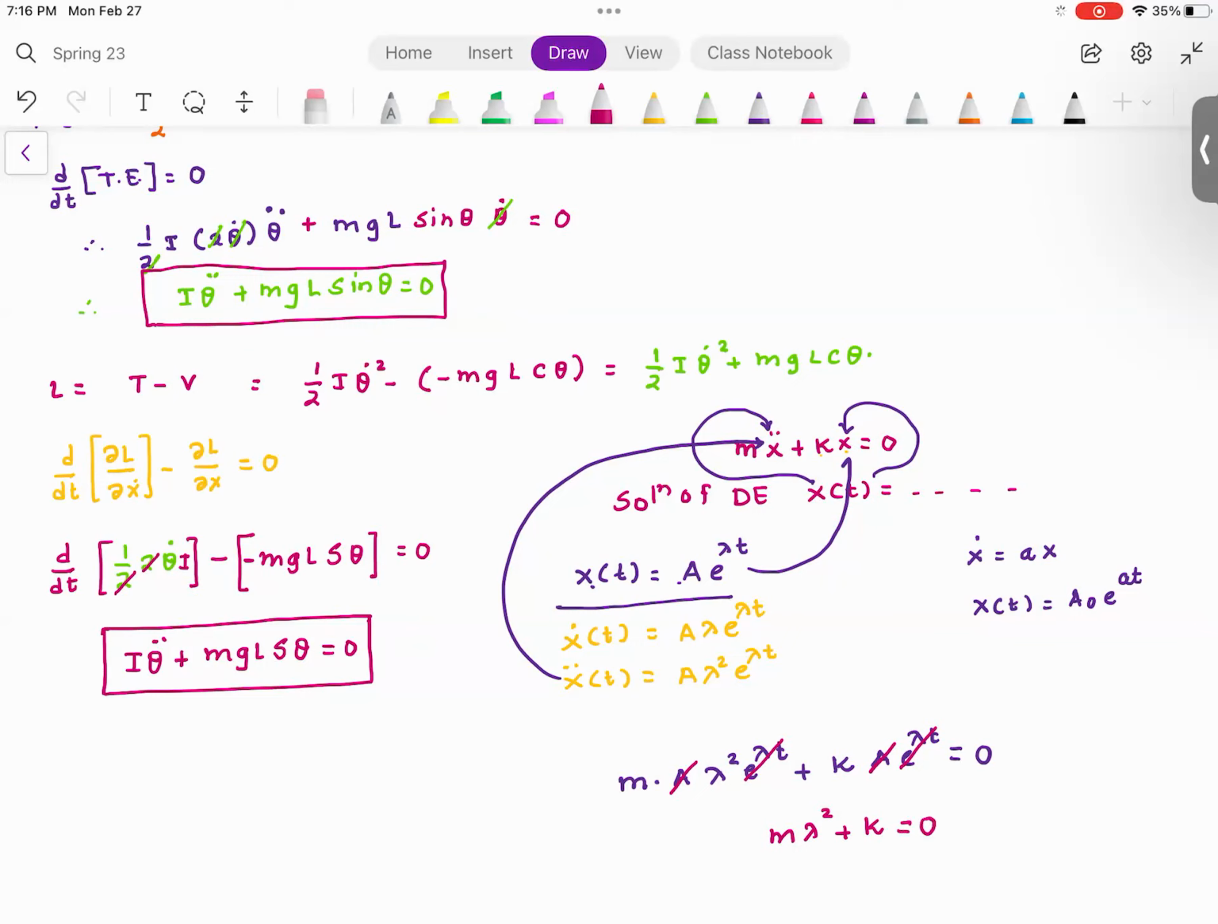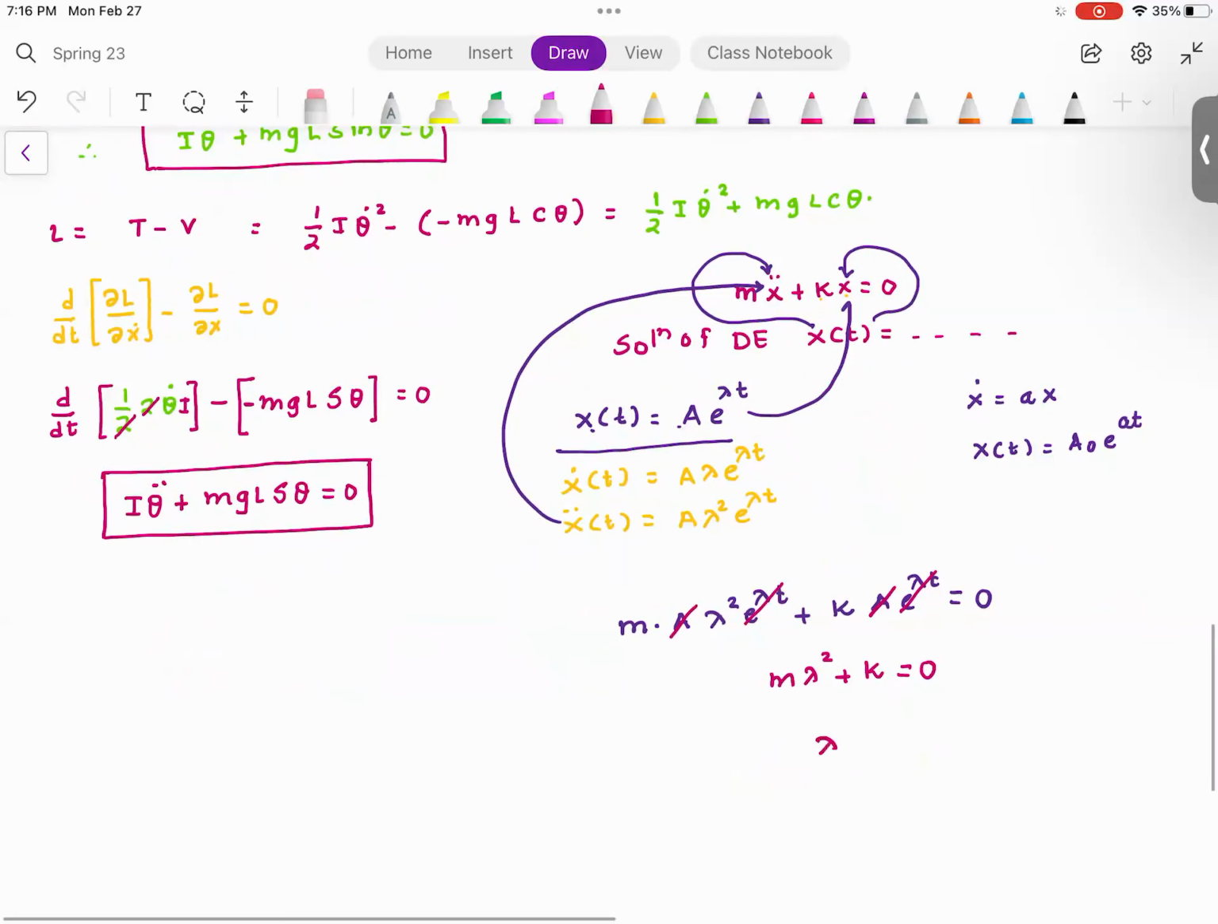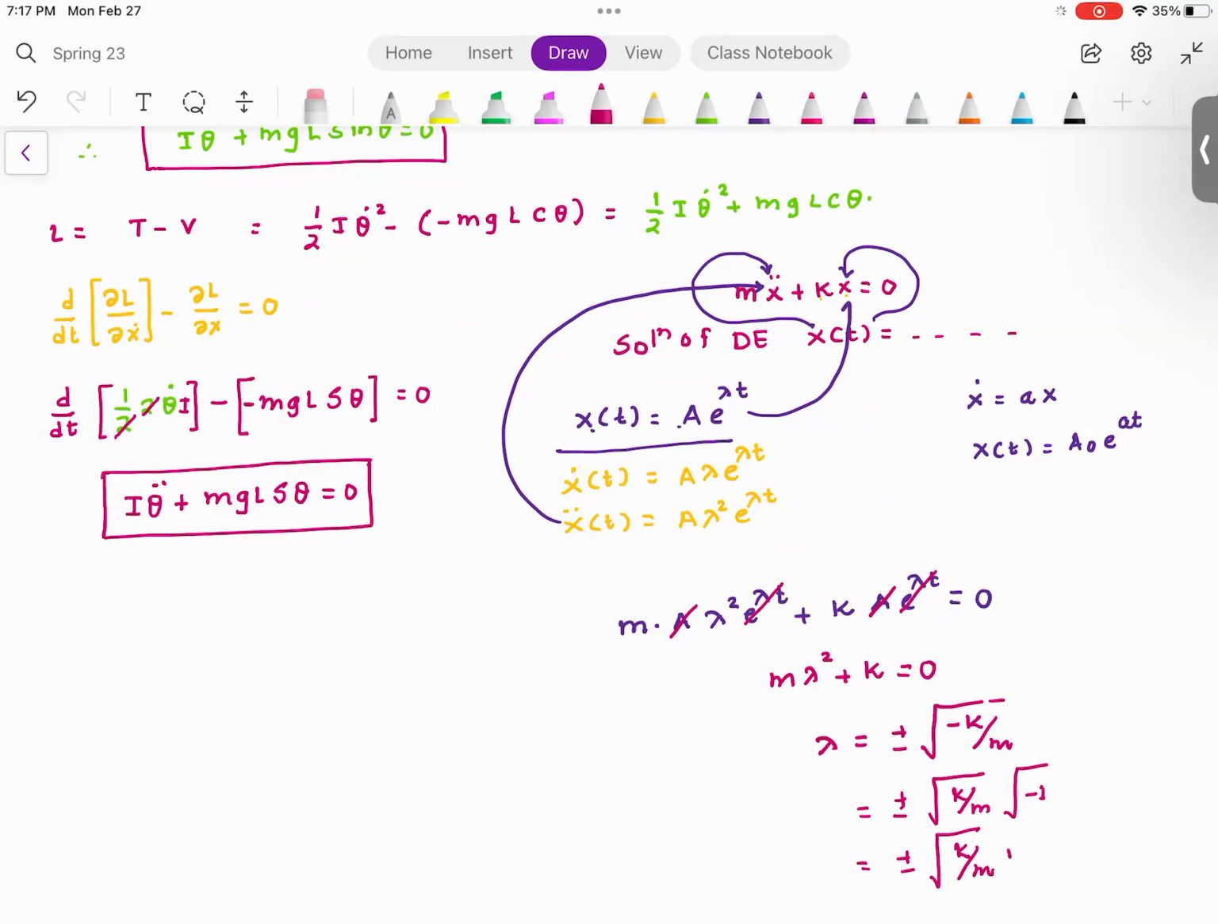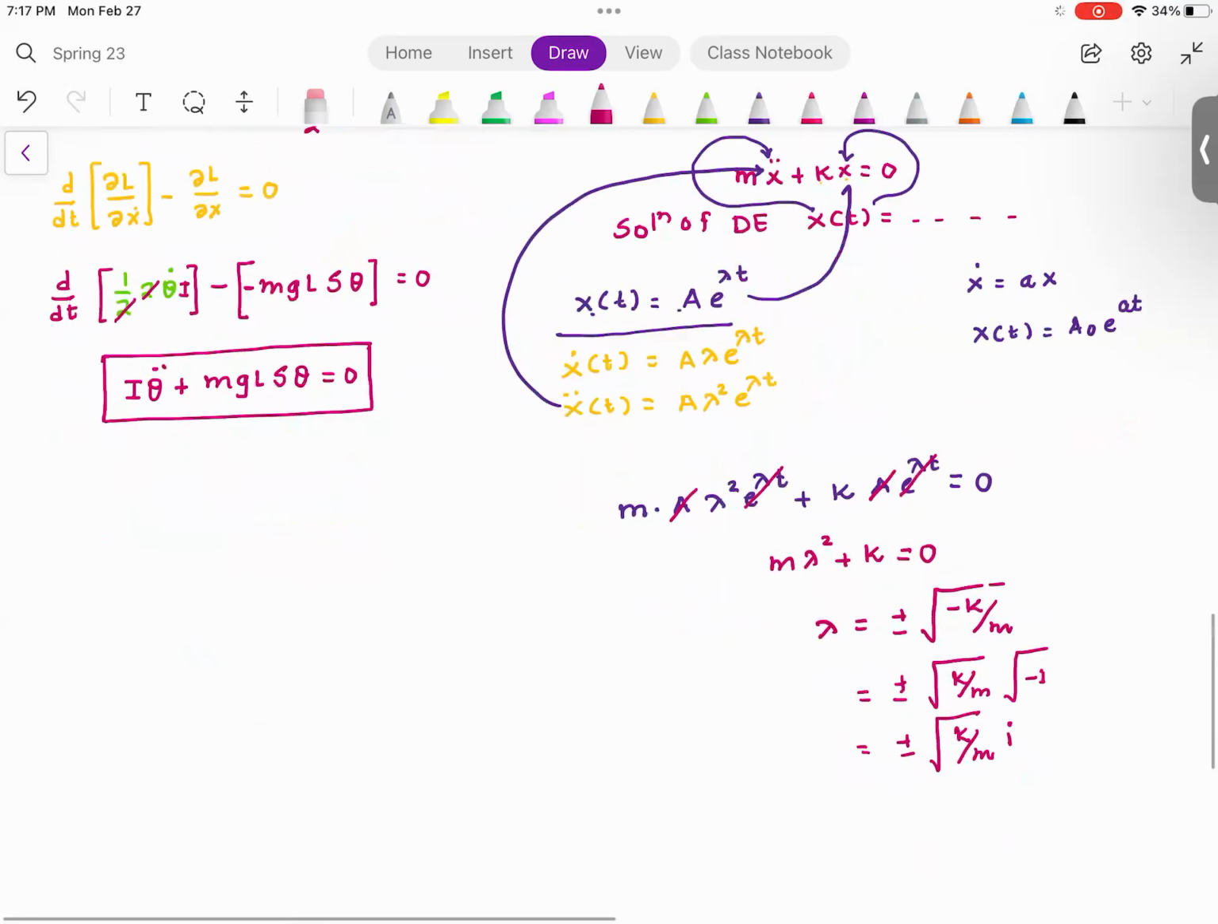And lambda can be found out as lambda is equal to plus minus square root of minus k by m. You agree with me? Which means this is going to be plus minus. Remember, square root of minus 1 is i. So square root of k by m times square root of minus 1 is going to be plus minus square root of k by m i. Are you with me?